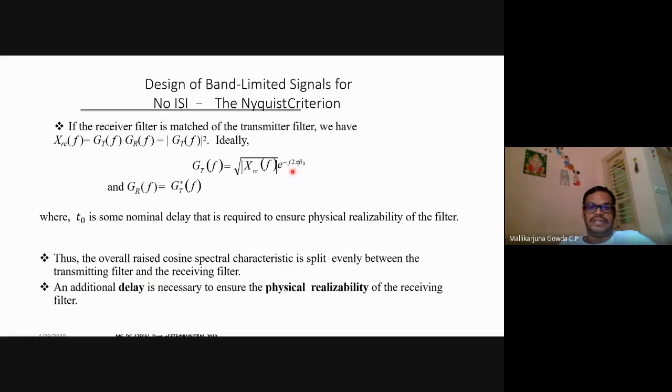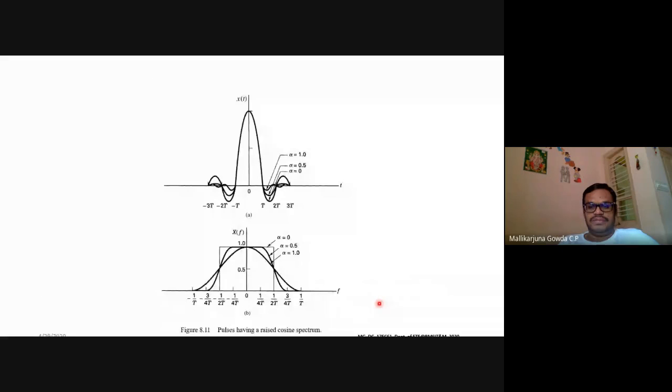So the additional delay, T naught, is necessary to ensure the physical realizability of the receiving filter. This is all about the raised cosine roll-off filter, and I think it is important from the examination point of view. Though you do not have the proof of the Nyquist criteria to have zero intersymbol interference, what is the best pulse shape, and what is the raised cosine roll-off filter? They will ask. So this is what I covered today.